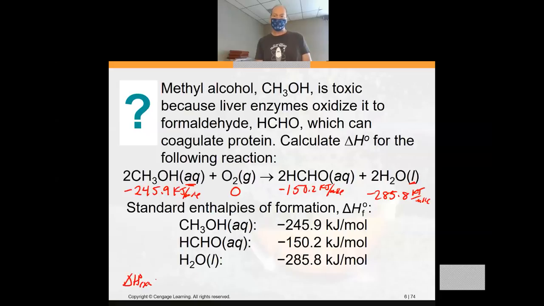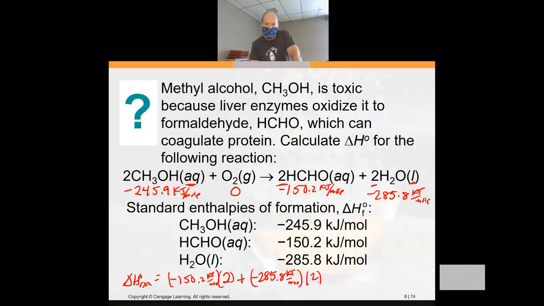you're going to take your products. Your products, you have a negative 150.2 kilojoules per mole. But this time you see that it's not a 1. You have 2 moles of that, so you have to multiply it by 2. Plus, you have your negative 285.8 kilojoules per mole, but again, we don't have just 1 mole of that. We have 2, so times 2. So that is your products. Then you're going to subtract your reactants, and that is a negative 245.9 kilojoules per mole.